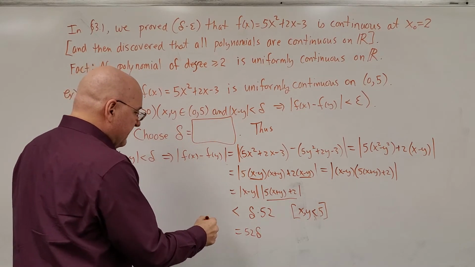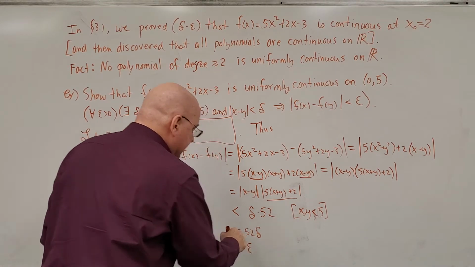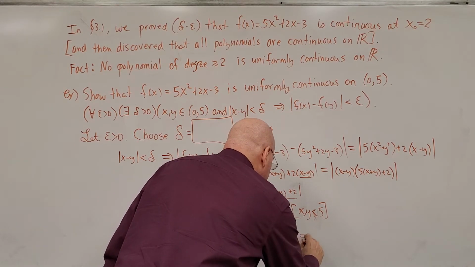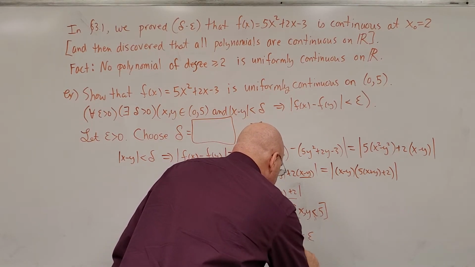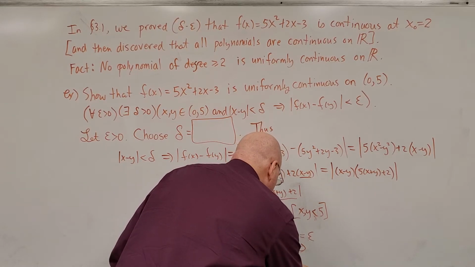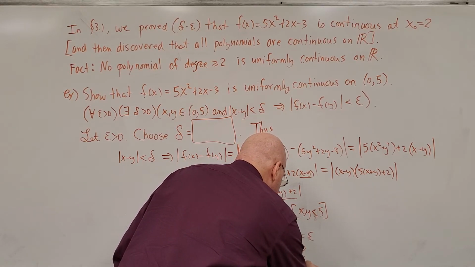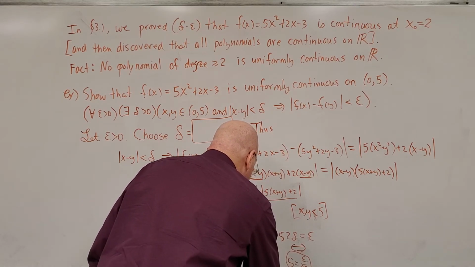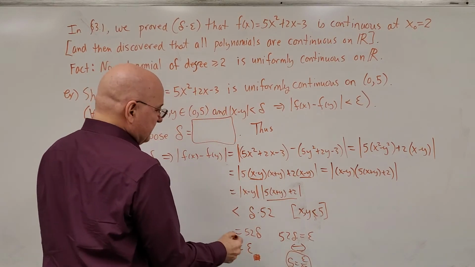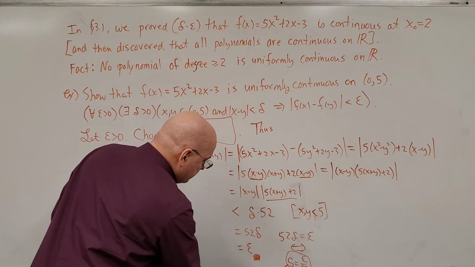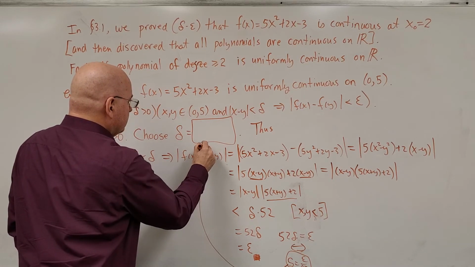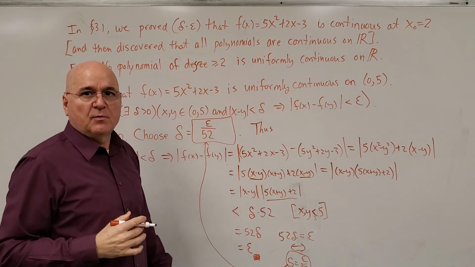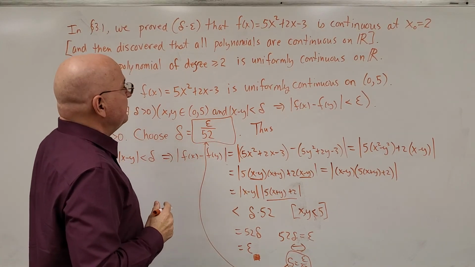I want that to be my epsilon. I'm going to force that to be my epsilon. Okay, so 52 delta equals epsilon is equivalent to saying that delta is epsilon over 52. I'm finishing the proof right there, but I do need to remember to put delta equals epsilon over 52 to make it all work out. And that is the end of the proof.